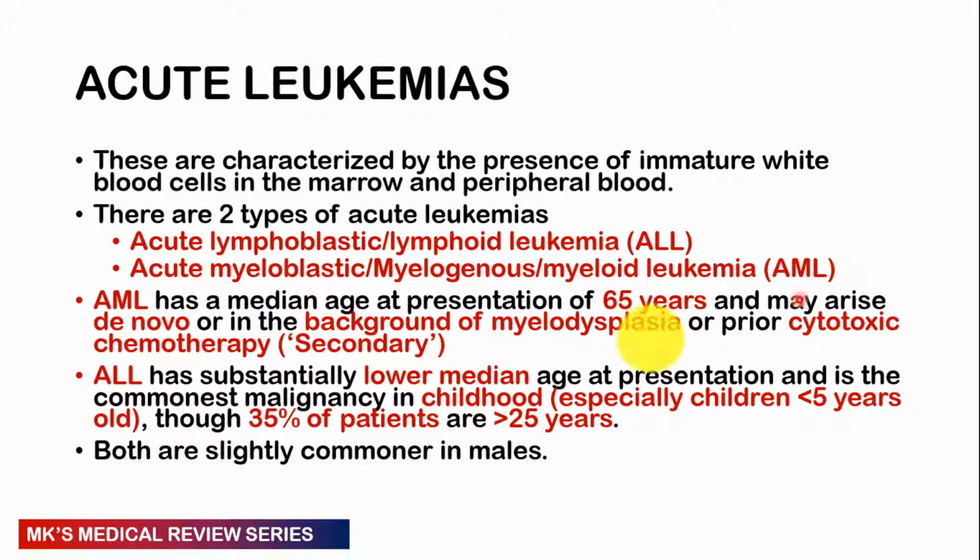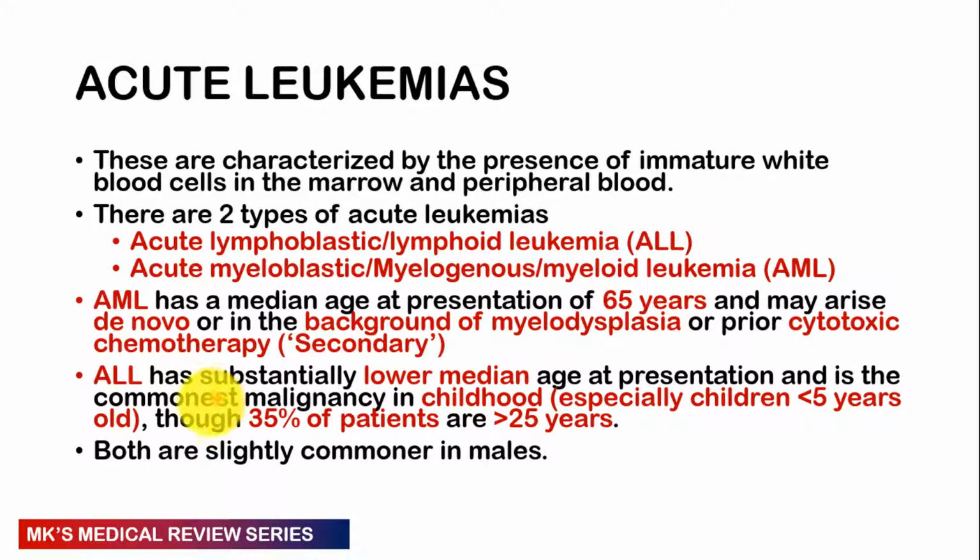And remember that these can arise just as a new case, so they can arise without any other predisposing condition, or they may arise in the background of myelodysplastic syndromes, or in an individual that previously had cytotoxic chemotherapy. We tend to call this secondary myeloid leukemias. These are very, very difficult to treat.